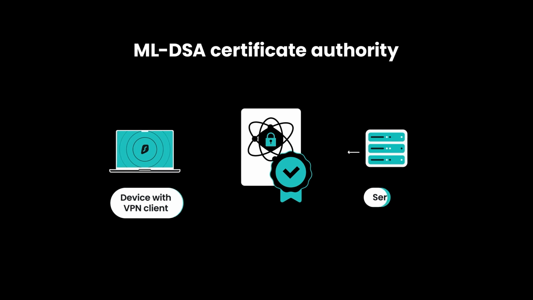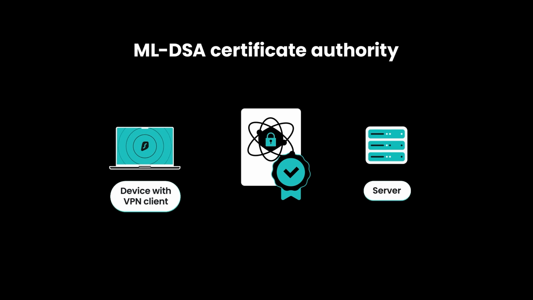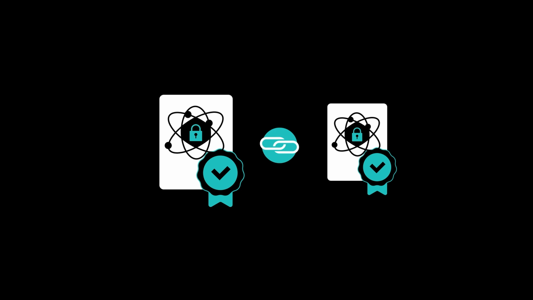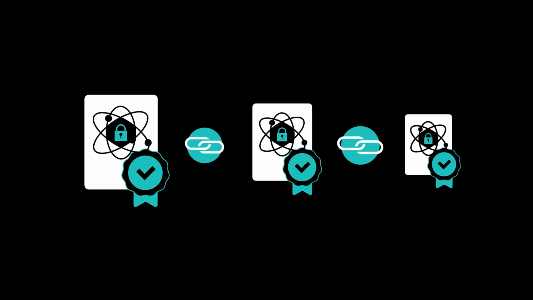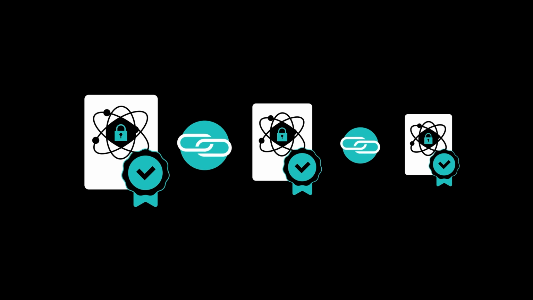ML-DSA Certificate Authority. We introduced new security layers, some not previously seen in VPN protocols. This includes a self-signed root certificate authority system using ML-DSA, a post-quantum signature scheme for verifying communication. In simple terms, it helps your device confirm that every connection is authentic, built to protect against both current threats and what comes next.